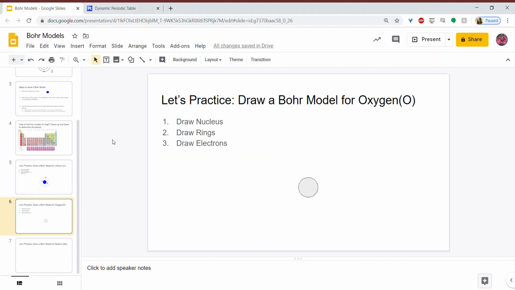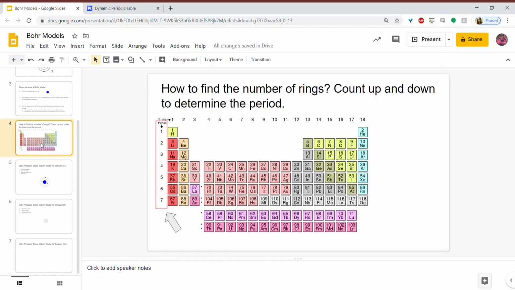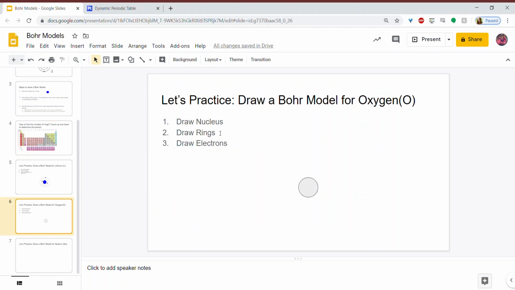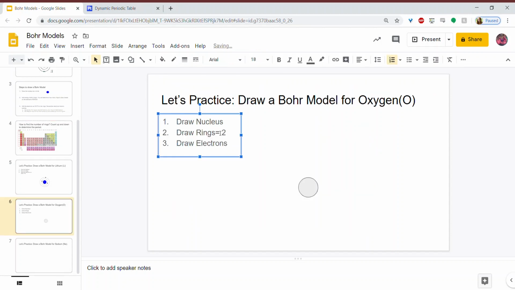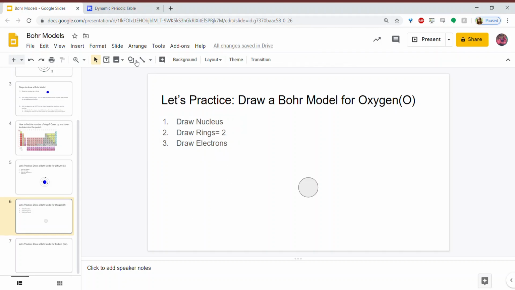Draw the rings. Alright, so oxygen. Where's oxygen at on this periodic table? Oxygen is right here. So that means oxygen is in the second period. If you're having trouble finding periods, go watch the review video I posted on Monday. So oxygen is in the second period. So what that means is it should get 2 rings. I'm going to write that down. And let's put the rings on there.